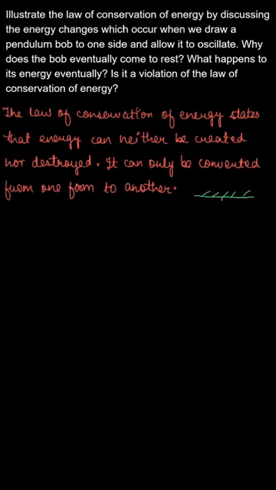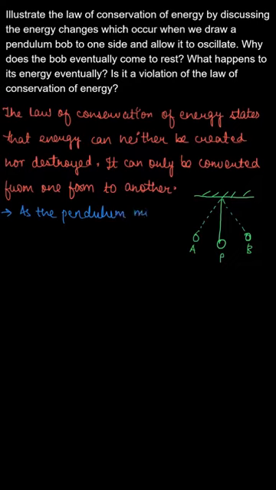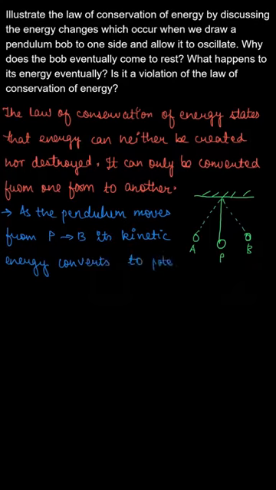So first let us draw the diagram of a pendulum which oscillates about its mean position. So we have 3 points over here. The point P is its mean position and points A and B are the extreme positions of the pendulum bob. Now in the first case, if the bob of the pendulum moves from point P to point B, its kinetic energy will now get converted into potential energy.